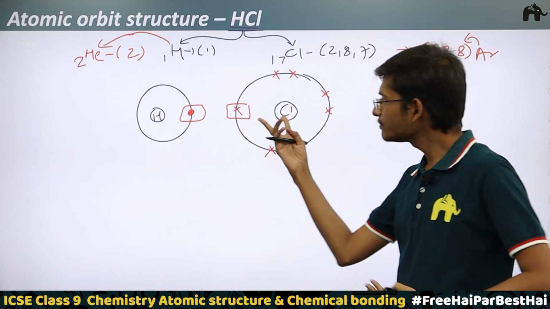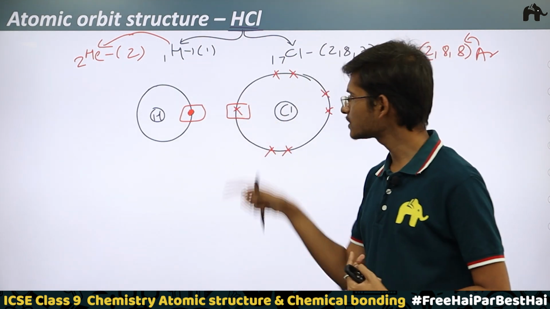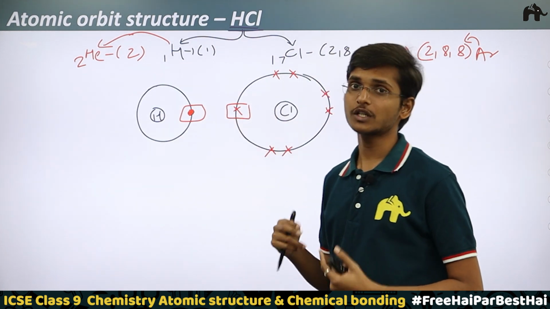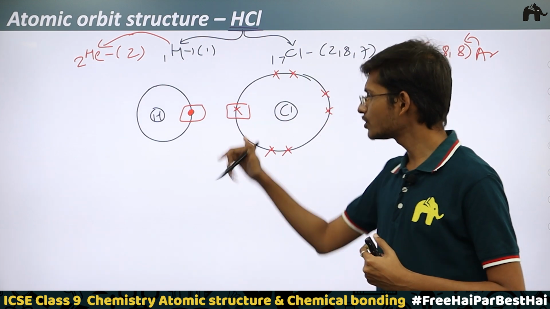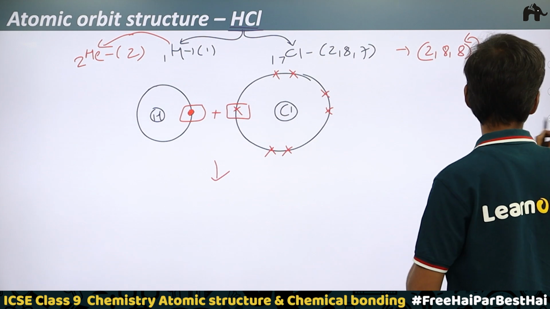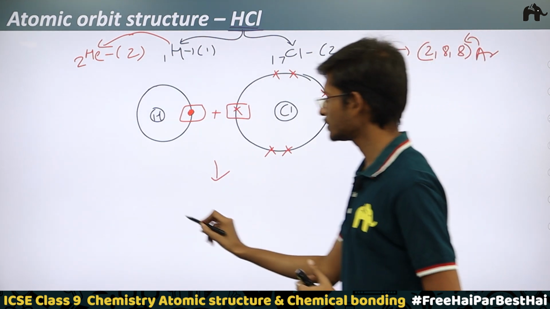In turn, what would happen? Because of the sharing of these 2 electrons, there is a sharing of an electron pair. Okay, so here there is a mutual sharing of an electron pair. This would result in the formation of a covalent bond, right? Now let's show this covalent bond.